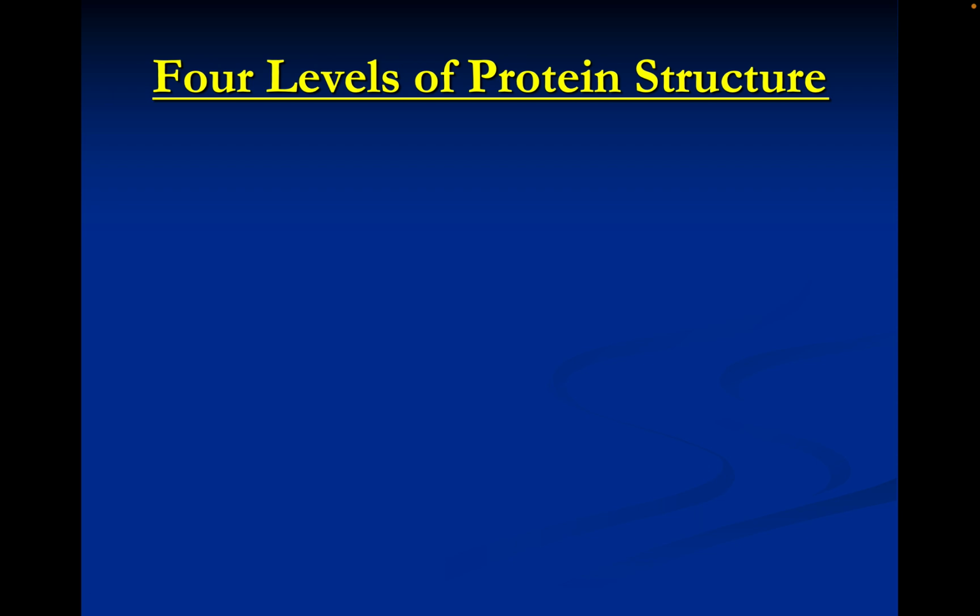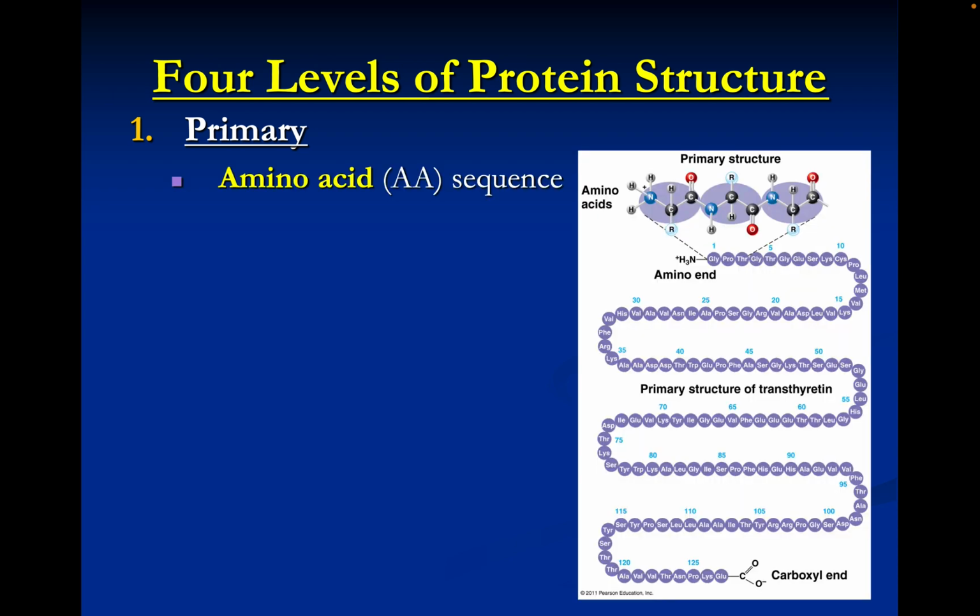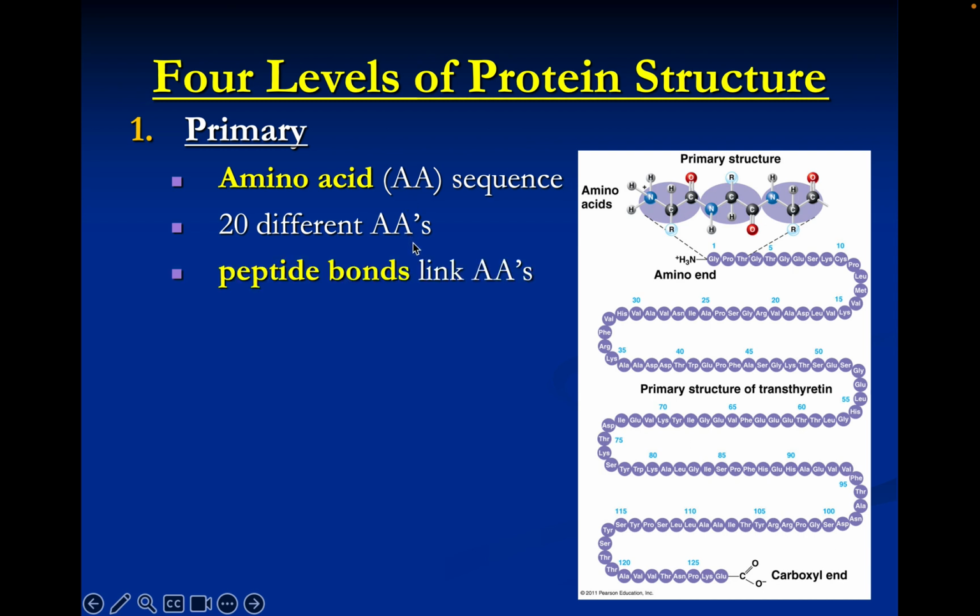There are 4 levels to protein structure. Primary structure, this is the amino acid sequence. So kind of like beads on a string, which amino acids need to go together in which order to produce a functional protein. That's the primary structure. There are 20 different amino acids in total. Peptide bonds are the name of the bonds that link together each pair of amino acids.